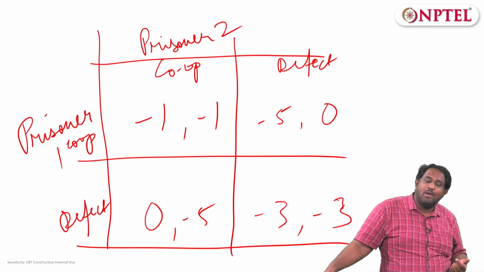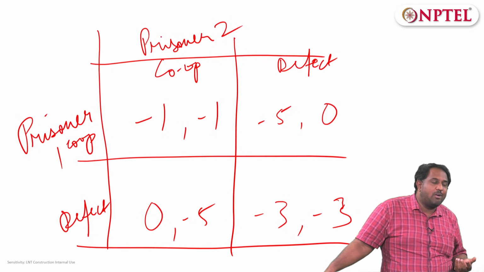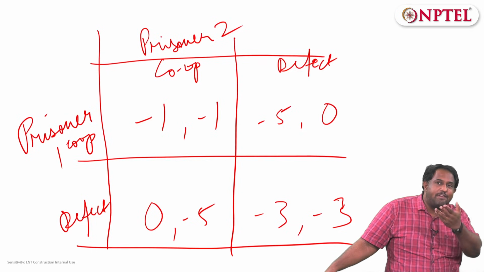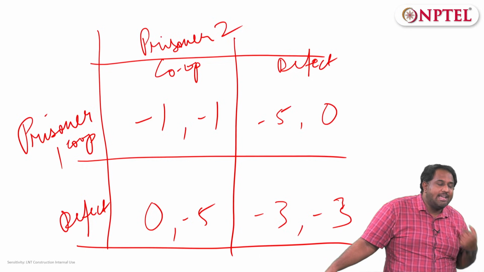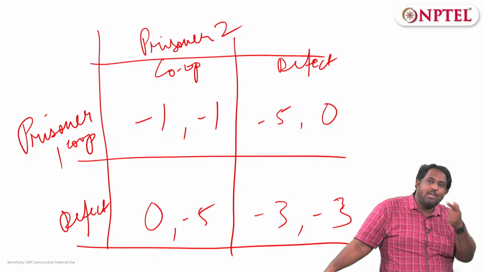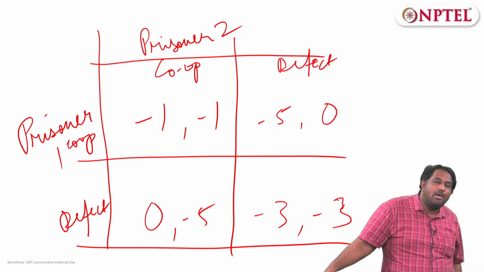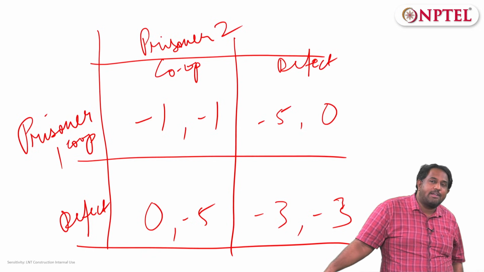Instead, what happens is each person assumes that, well, the other guy will defect. If the other guy defects, I end up with a 5-year jail term, and therefore the best option for me also is to simply defect. And that's why you have a scenario where you end up with a defect kind of an outcome.